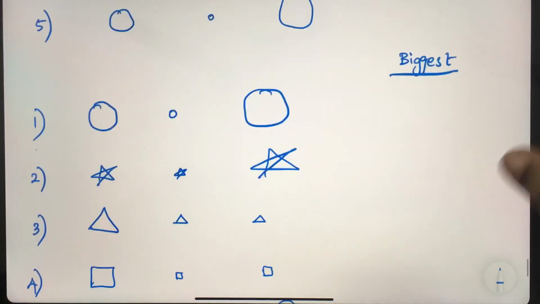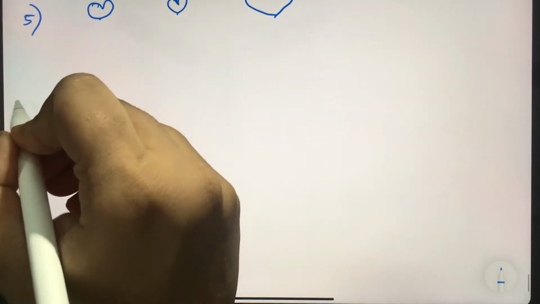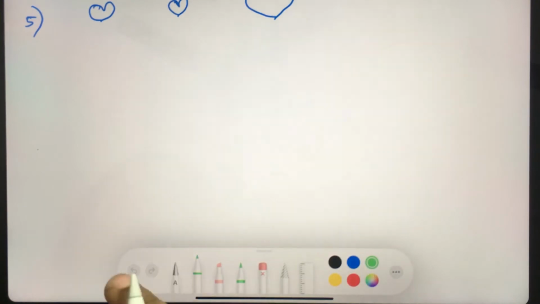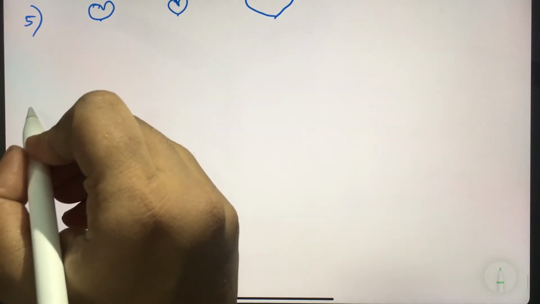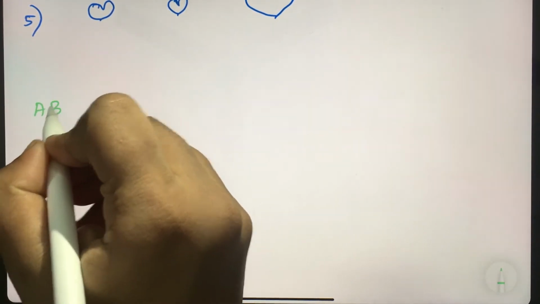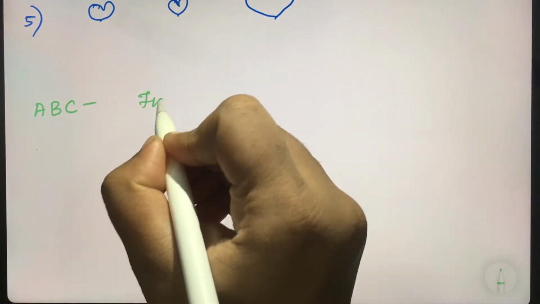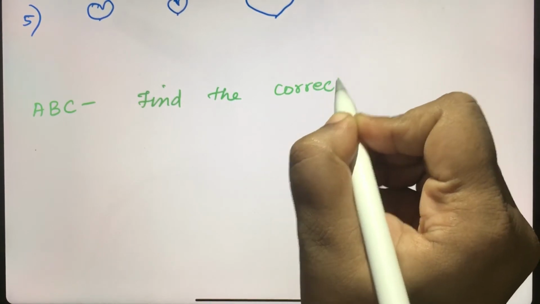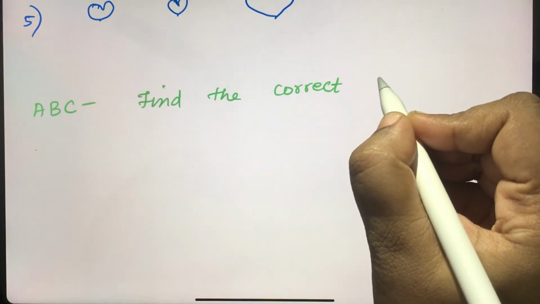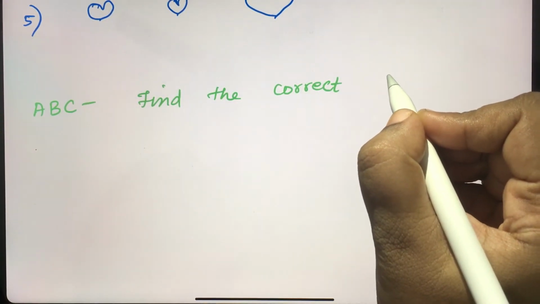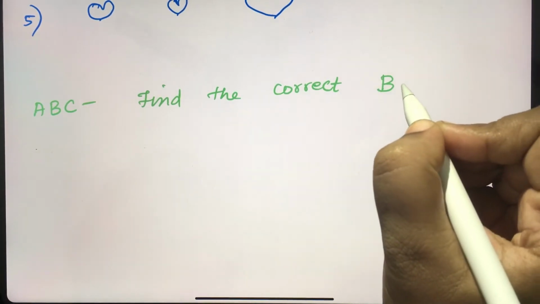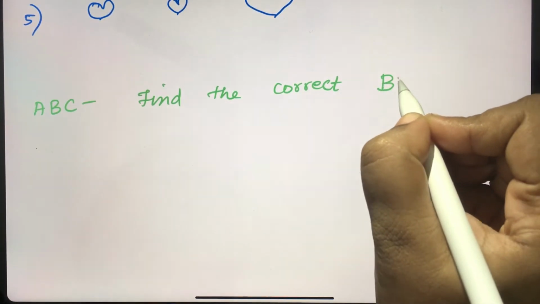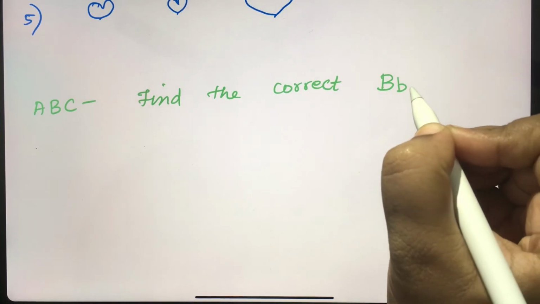Now coming to alphabets. Finding the correct alphabet. Finding the alphabet A, B, C means finding the correct alphabet. As in the previous video, we already introduced A, B and C. So finding the correct one. I am going to give the alphabet B for my kid. Finding the correct alphabet, B uppercase and b lowercase.